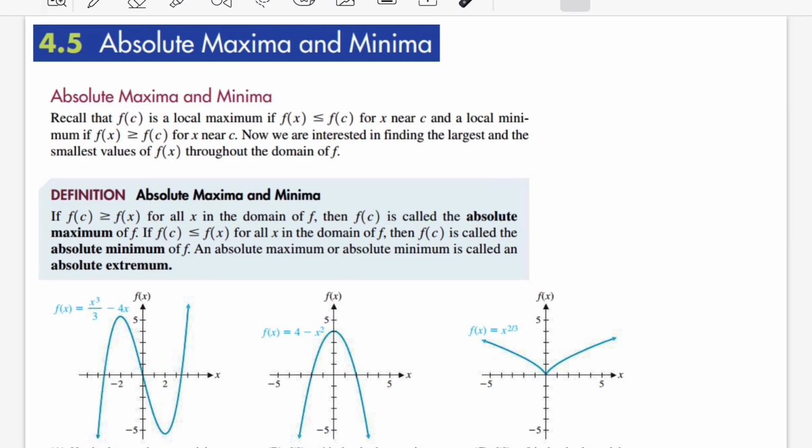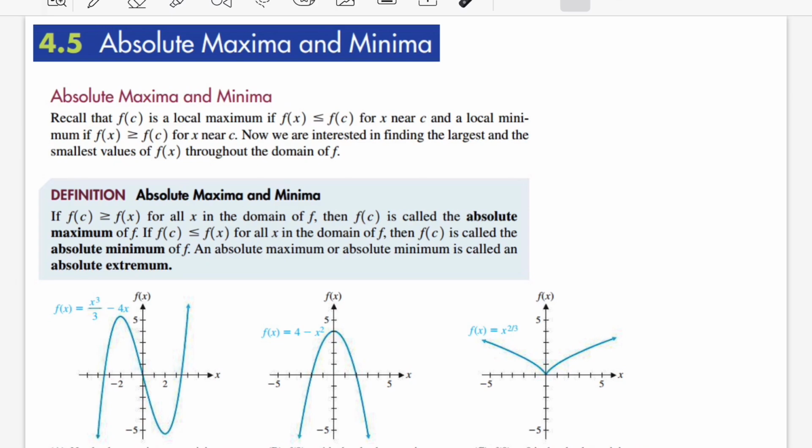For example, an economist may be interested in the price or production level of a commodity that will bring a maximum profit. Or a doctor may be interested in the time it takes for a drug to reach its maximum concentration in the bloodstream after injection, and so on. Okay, so this topic is very important, and so we'll start with recalling the definition of a local minima.